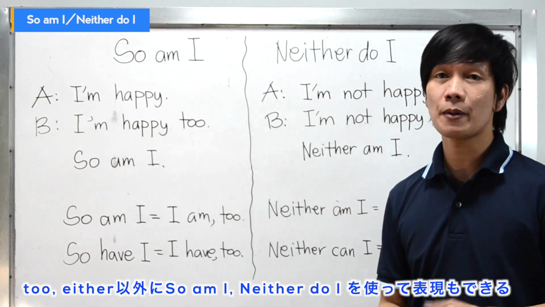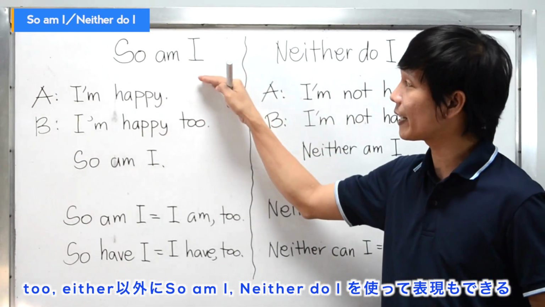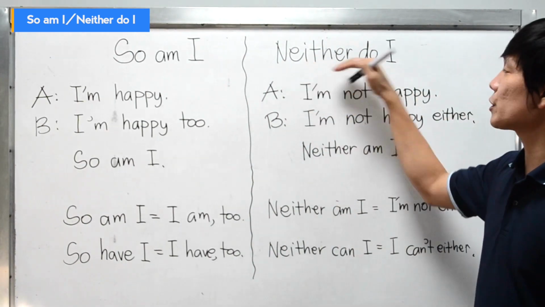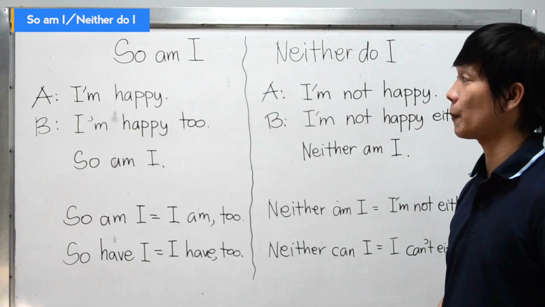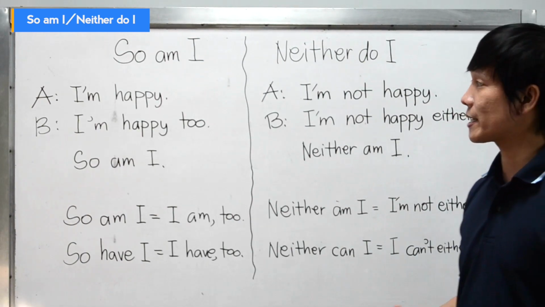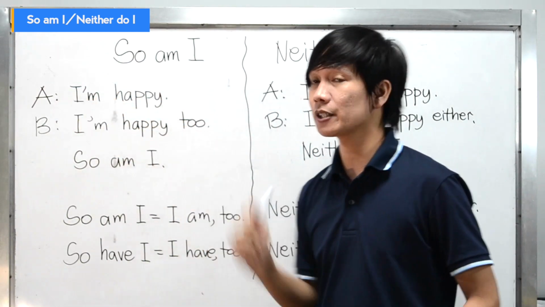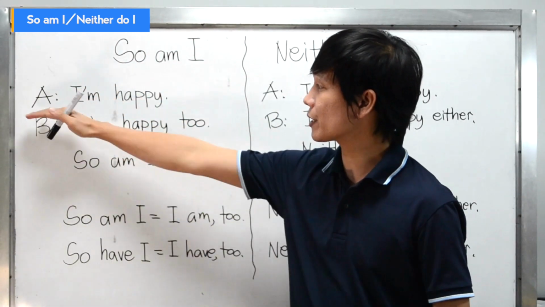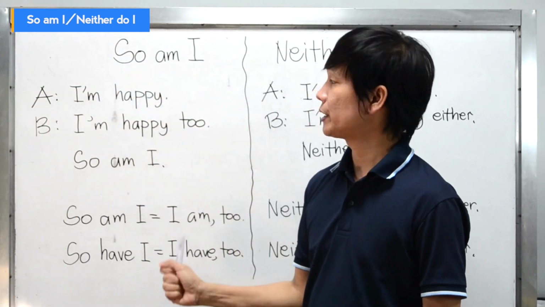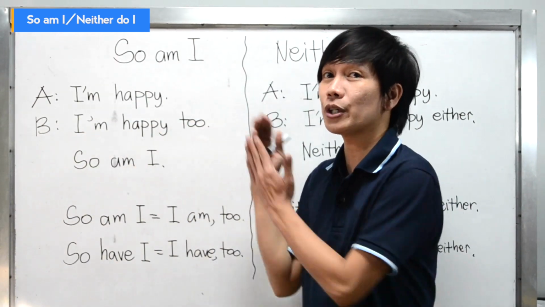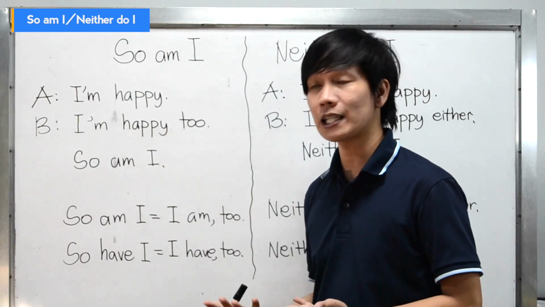Aside from using too and either, we can also use so am I and neither do I. So you have to remember that we use so am I to show agreement with positive statements, while neither do I with negative statements. So I showed you earlier some examples on how to use too with this dialogue here. So if the speaker says I'm happy, you can respond by saying I'm happy too if you agree with that statement, that you also feel happy.